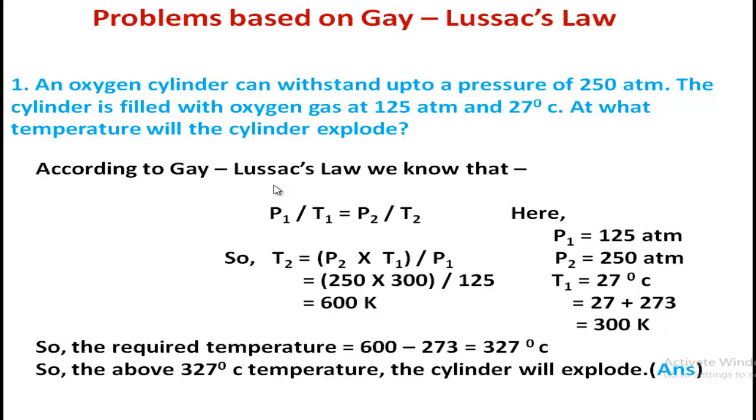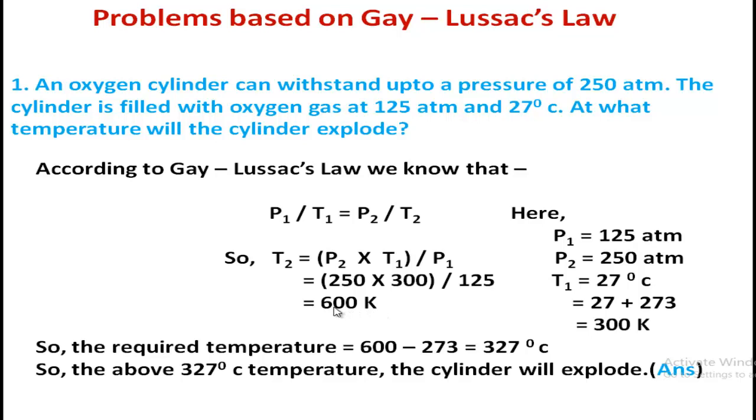So we will solve this problem this way. According to Gay-Lussac's law, we can write P1 by T1 equal to P2 by T2. Here P1 is this, P2 is 250, T1 is 27 degrees centigrade, and we have to convert it into Kelvin temperature by adding 273. So we will get 300 Kelvin. Now putting the values in the formula, we can easily determine the value of T2, and that is 600 Kelvin.